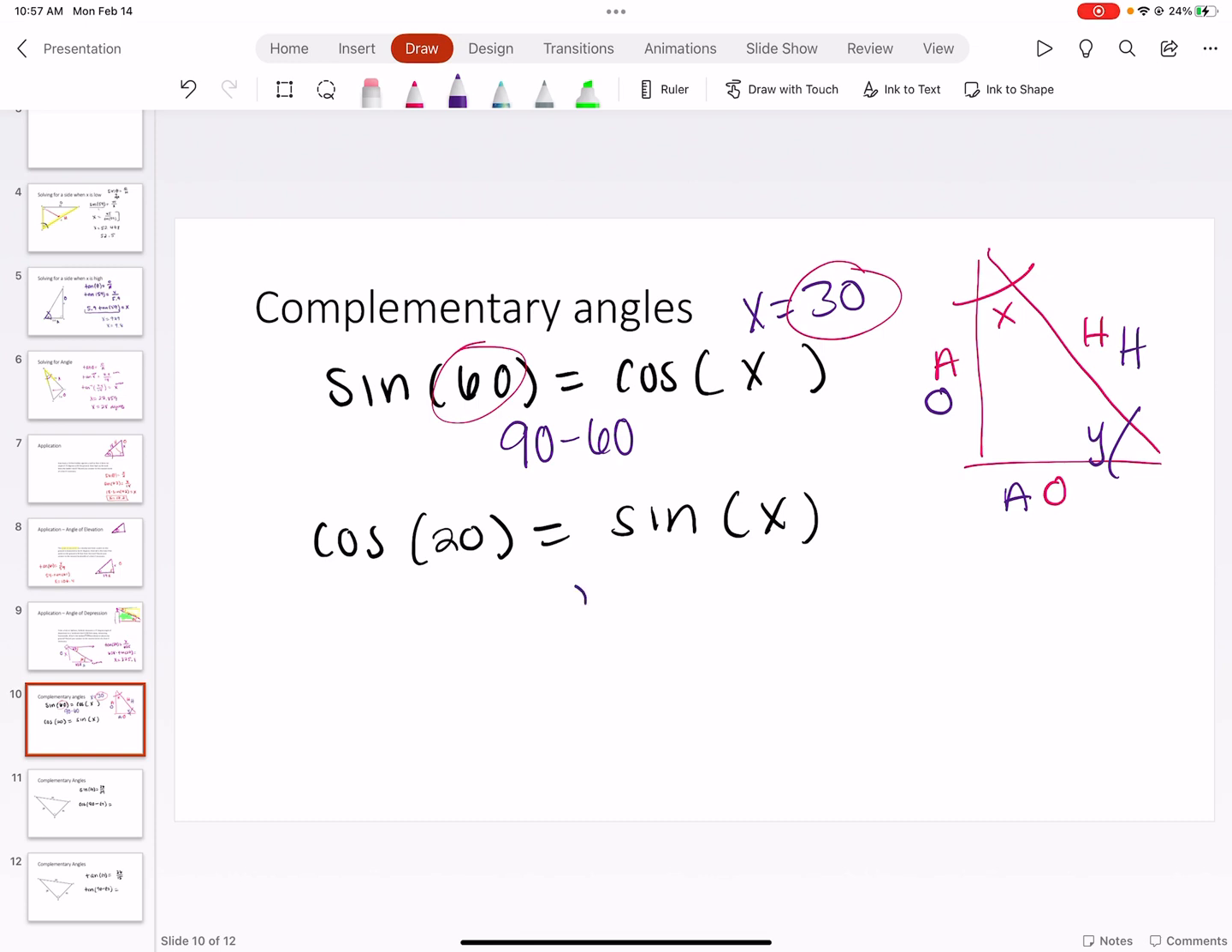Similarly, cosine of 20 is equal to sine of what? Well, we know that the angles have to be complementary, so we subtract 90 minus 20. 90 minus 20 is 70, so that just means x is 70. So for this kind of problem, all you're doing is looking for what angle makes these two angles complementary. When that happens, we have our cofunctions of sine and cosine.